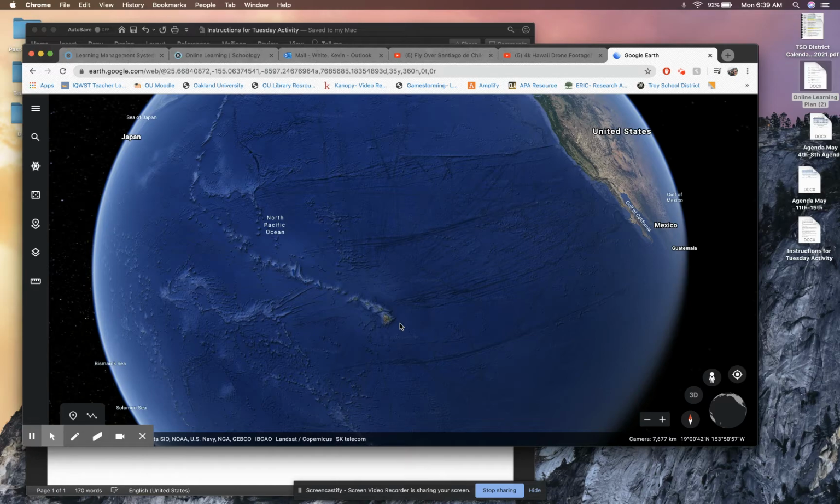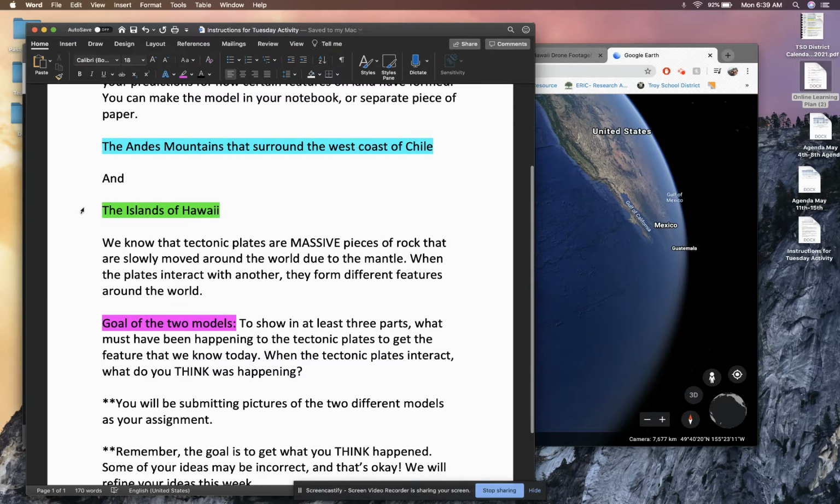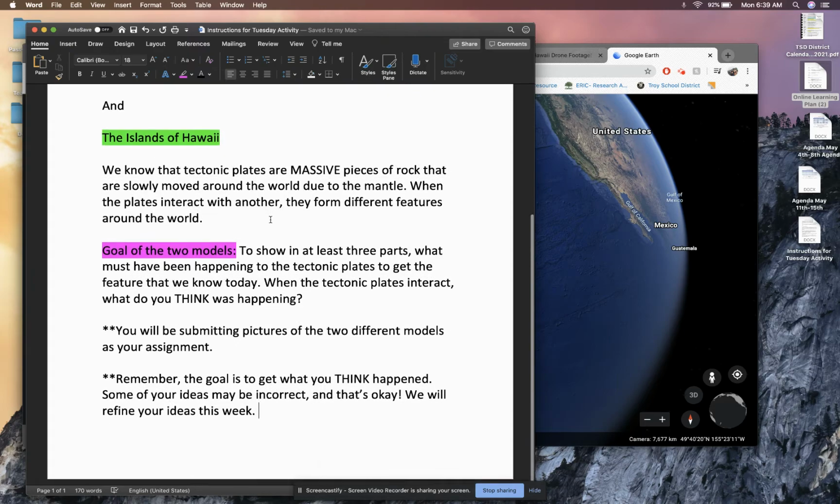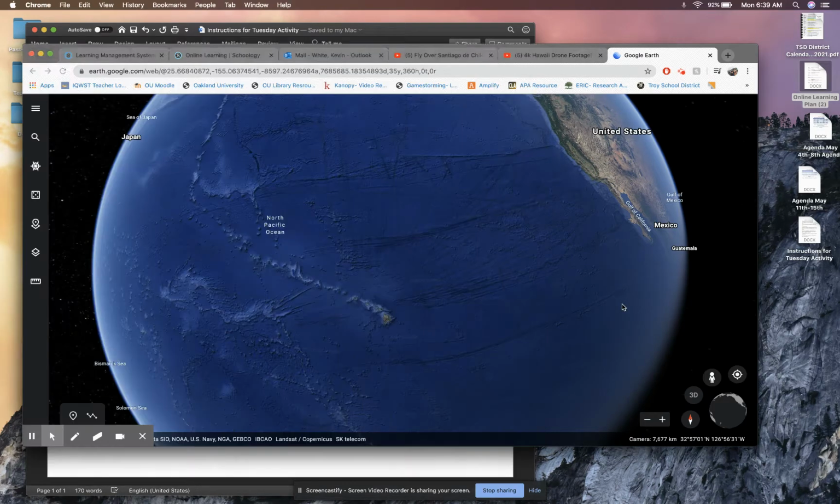Now, you do not need to be correct, but I want you to put some effort into this. Just try to be confident with putting your ideas out there. So what you're going to be submitting to me are the two models. One model for how you think the Andes Mountains were formed, and the other model for the islands of Hawaii. You'll be learning about how these all form later this week, but the goal is, once again, to get your ideas out there, to get you thinking and trying to figure out how plate tectonics were involved in making these two really cool locations.